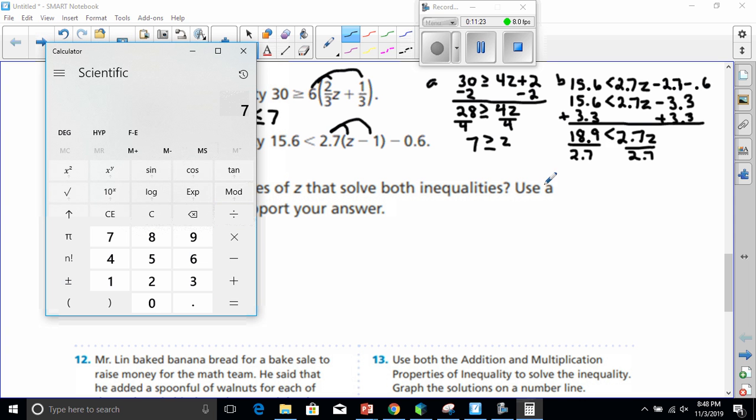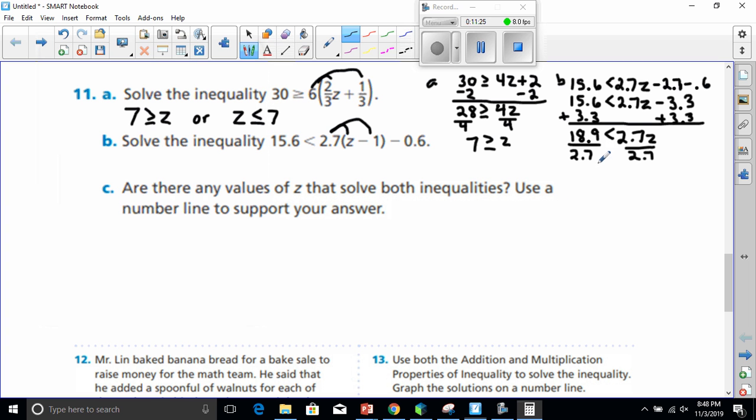That's going to give us 7. So now we have 7 is less than z. So over here, we're going to have 7 is less than z. Or you could even have that z is greater than 7. All right, let's go with C now.